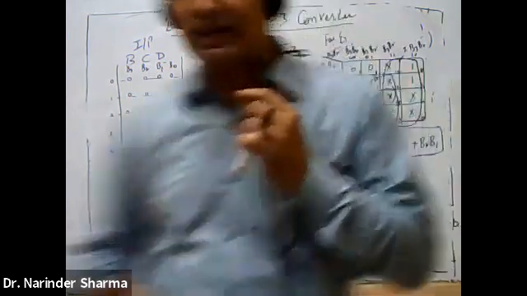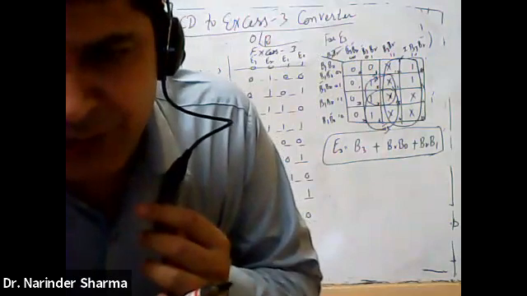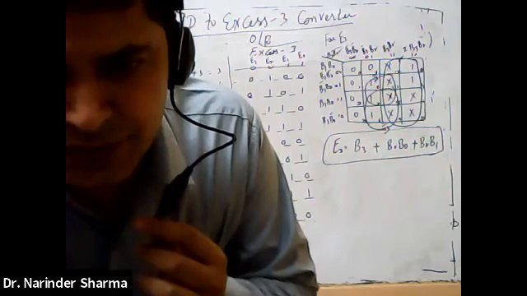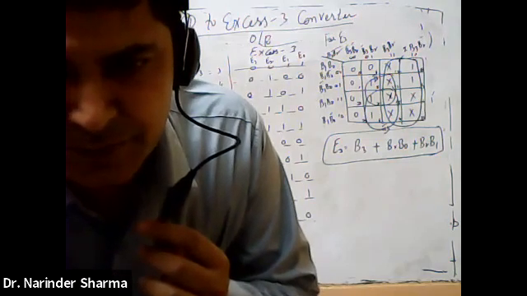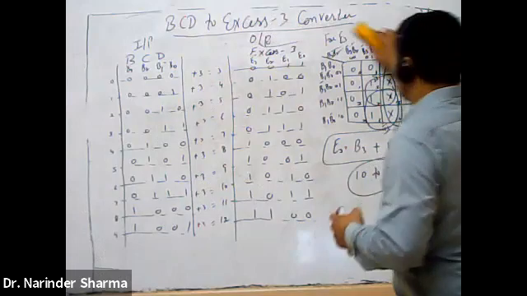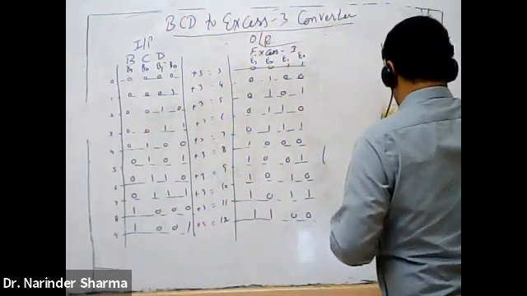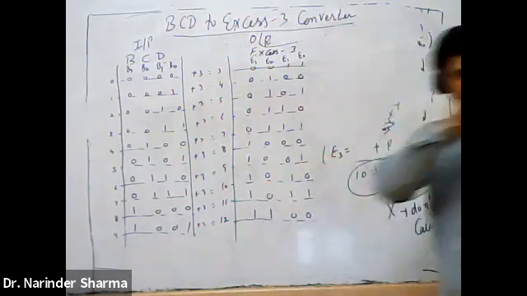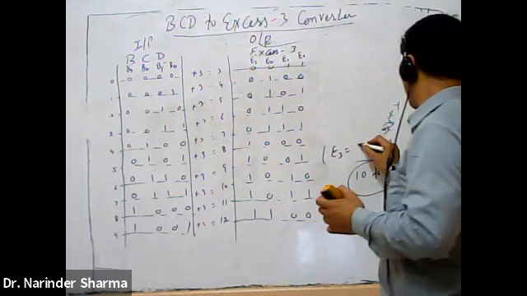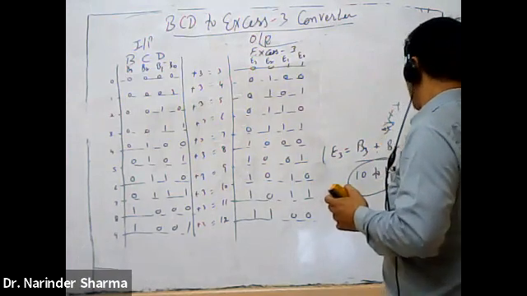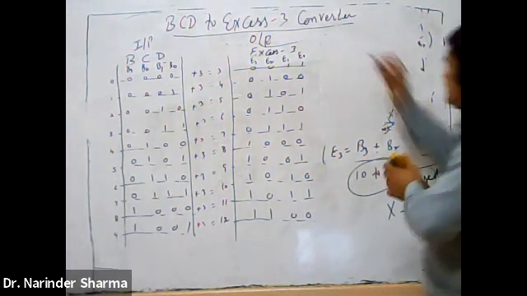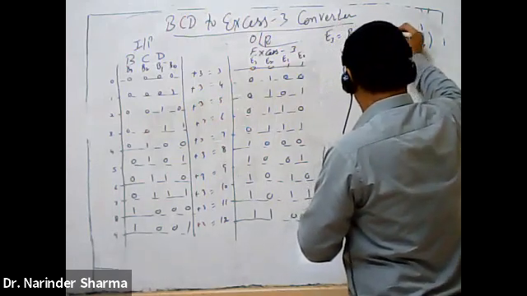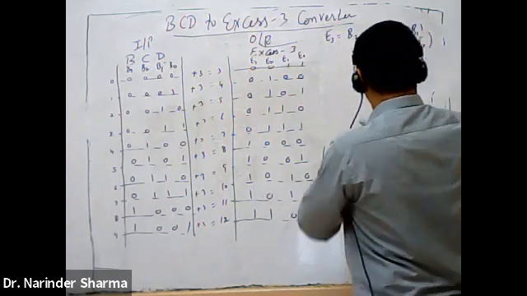Similarly, we can pursue for the others, E2, E1, E0. So for E3, what we have computed: E3 is equal to B3 plus B2 B0 plus B2 B1.